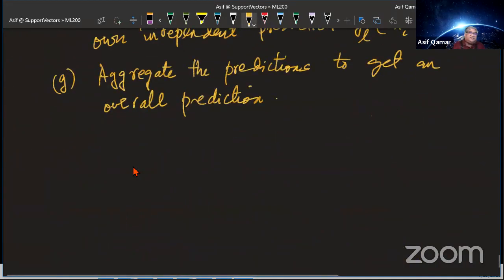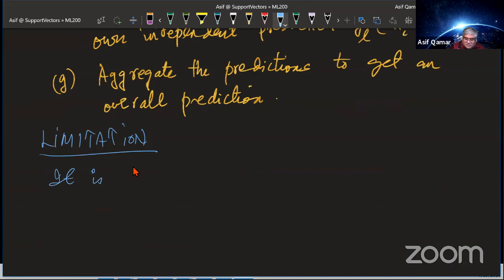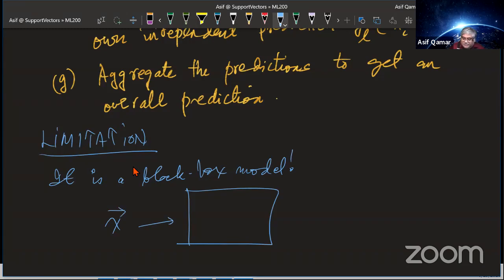The limitation of random forest is, it is a black box model. If you ask a random forest, why are you making those predictions? It will just shrug its shoulder and say, well, I like to make that. That's what I learned. Now, what exactly did you learn? It won't be able to tell. It's a black box model, right? All you get is the X vector goes in as input, Xi goes in, and Y hat comes out as a prediction.